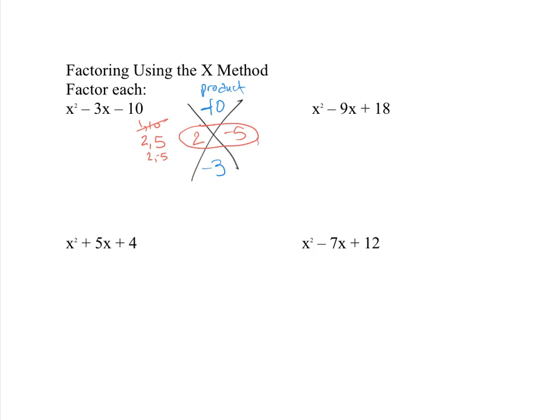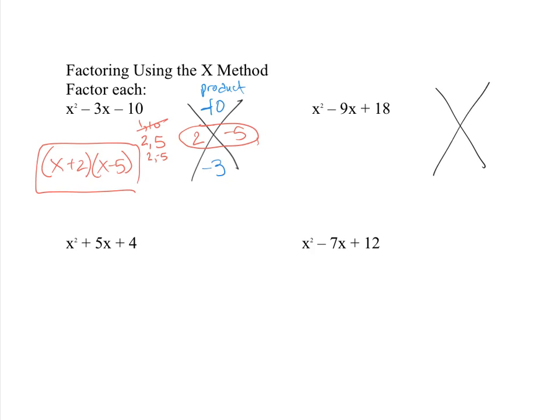So those are the factors. We're going to say x plus 2 times x minus 5. And that's the solution to this. Let's do the second one over here in the same manner. I'm going to make my X to start off, and I put a big X here, and I'm going to find the product and the sum.